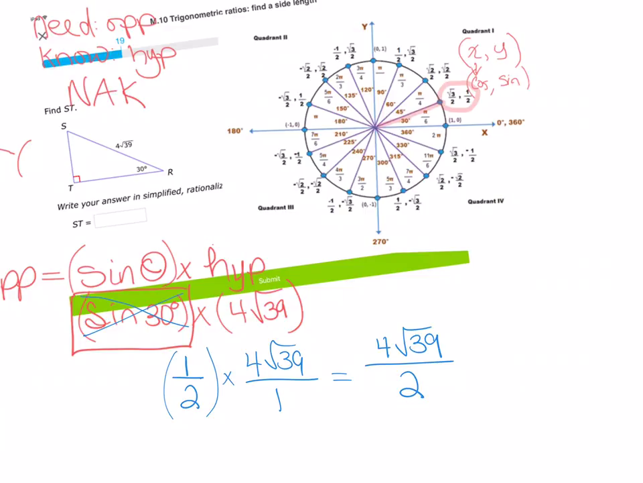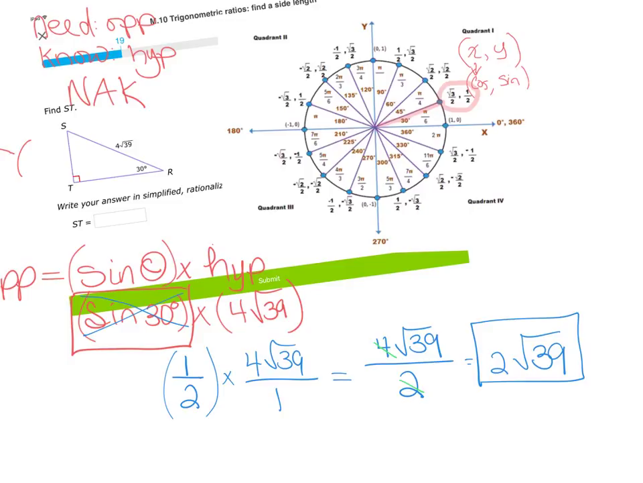And that can be simplified. We can cross out here. 2 goes into 4, and you're going to get 2 times the square root 39 over 1, and of course we don't need to write the 1, okay?